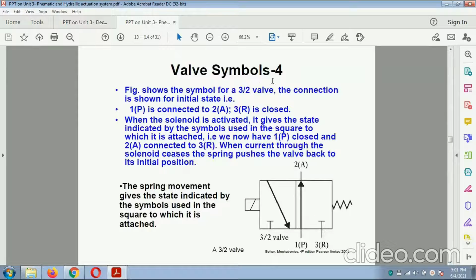Valve system 4. This figure shows a 3x2 valve, the connection can be initial. The IP1 is connected to 2A, 3R is closed. When the solenoid valve is activated, it gives the state indicated by the symbol used in the square to which it is attached. So this is the spring movement. That is a 3x2 valve. This is a second separation, IP and 3R, and this is the spring.